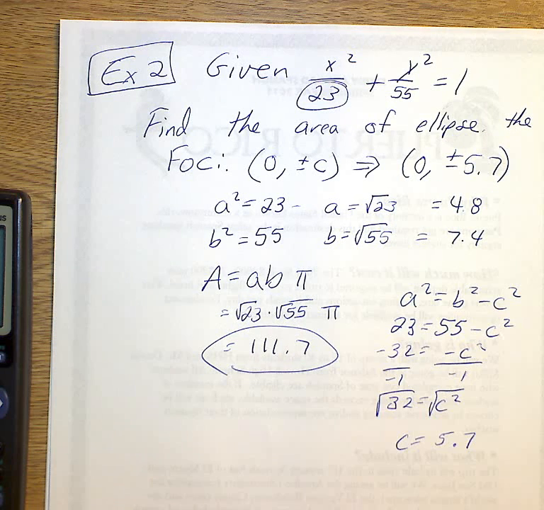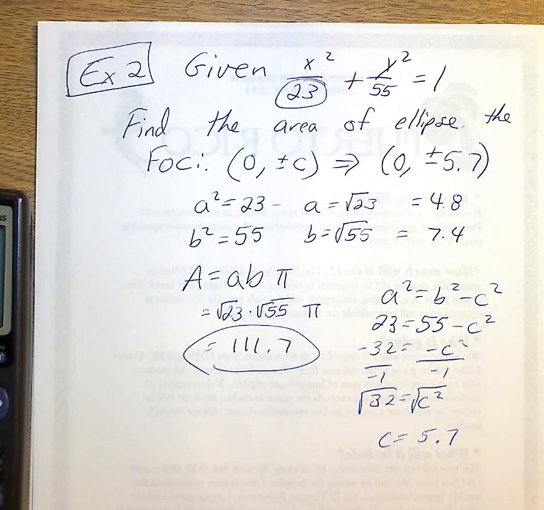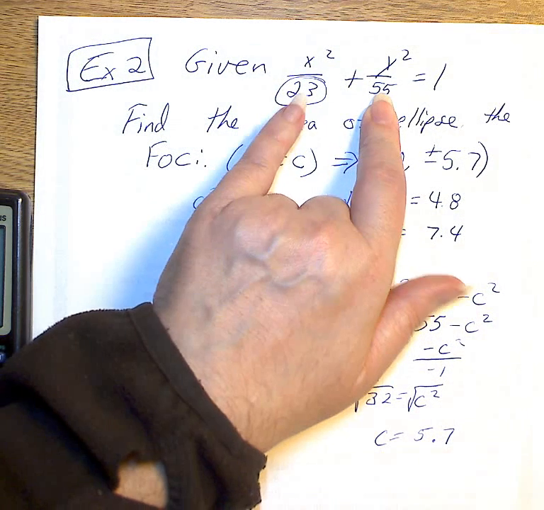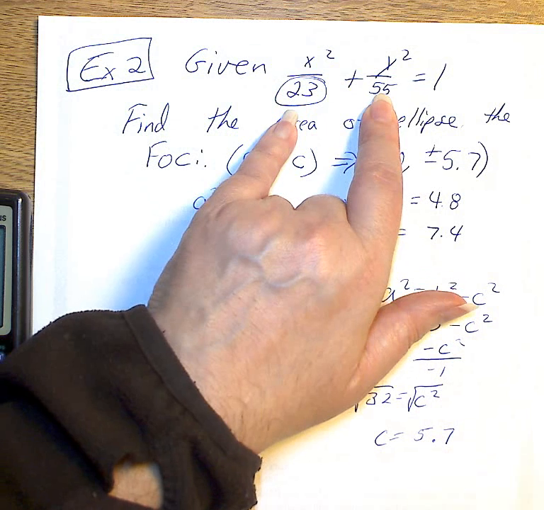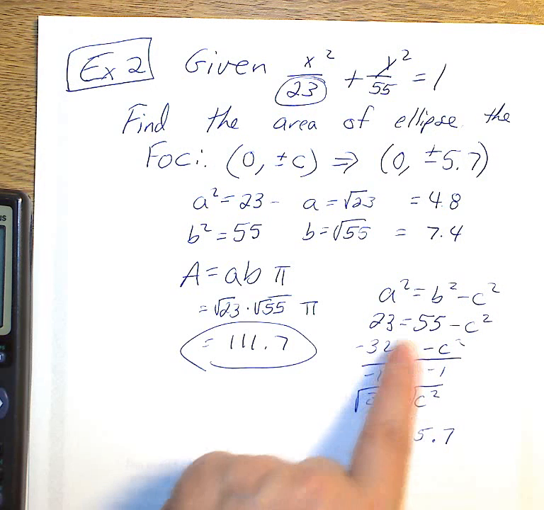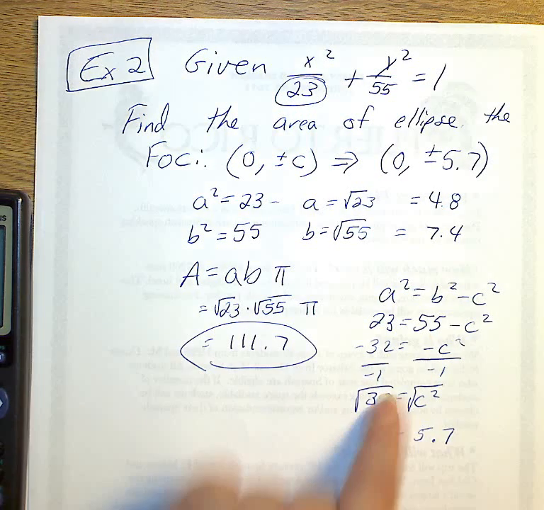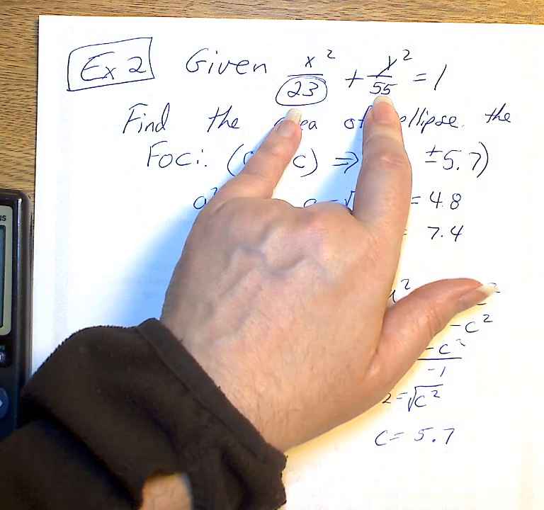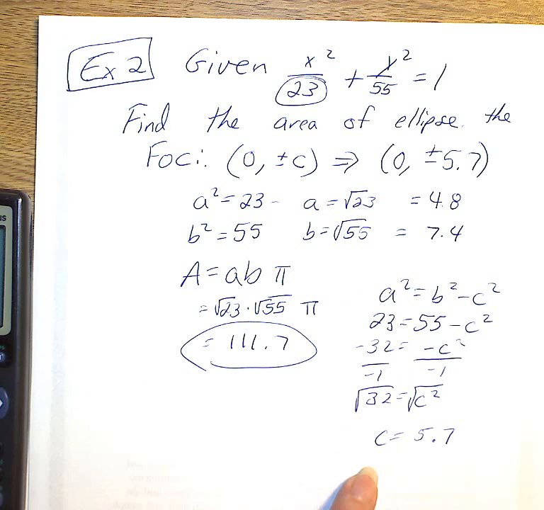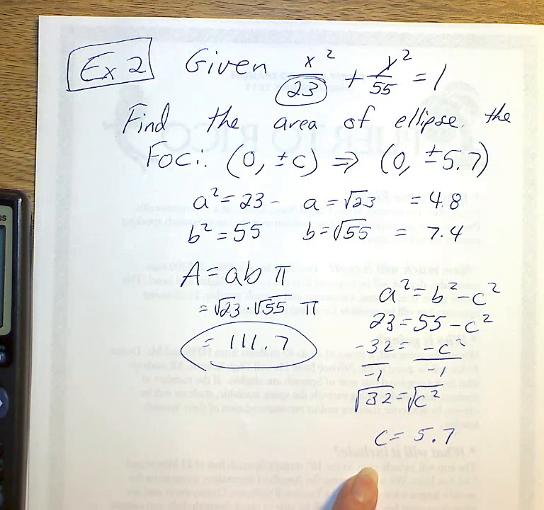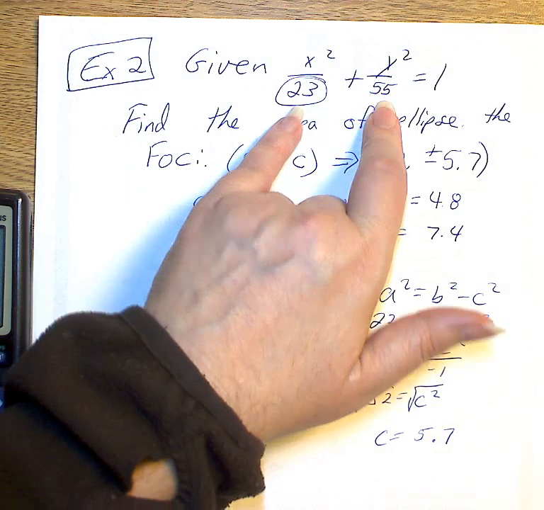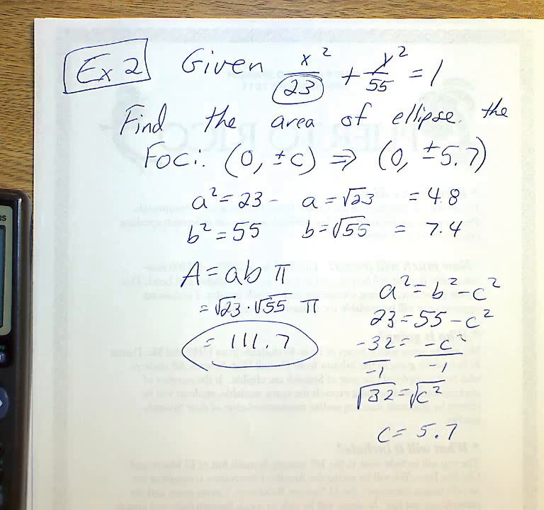Now, if you want to remember one thing, your C squared is always going to be the bigger number minus the smaller number. Always. So if you take the bigger number minus the smaller number, that's always C squared. But you can always go back to the formula if you need to. If you can remember that's where you get C squared from, then you would take the square root to get C. All right.